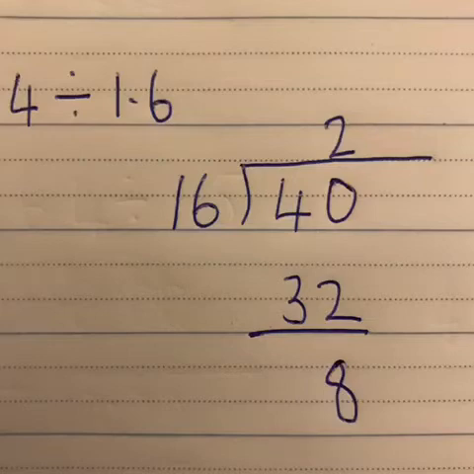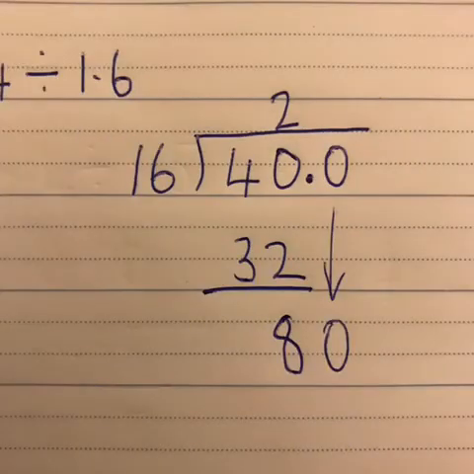And in previous years that would have been fine, but now we want to be a bit more accurate with our answer. So we're going to add some decimal places. To do that, we can just change our dividend to be 40.0. Let's do that. So we add the 0.0. We drop the 0 down, so now we've got how many 16s are in 80.